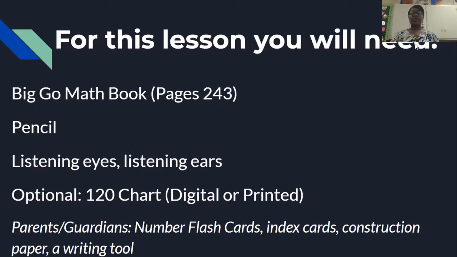For this lesson, you're going to need your Big Go Math book. You're going to work out of page 243. You're going to need a pencil, your listening eyes and your listening ears, and you can have that 120 chart that I am going to make available to you. You can have it printed out. And of course, you want to keep going over those numbers.